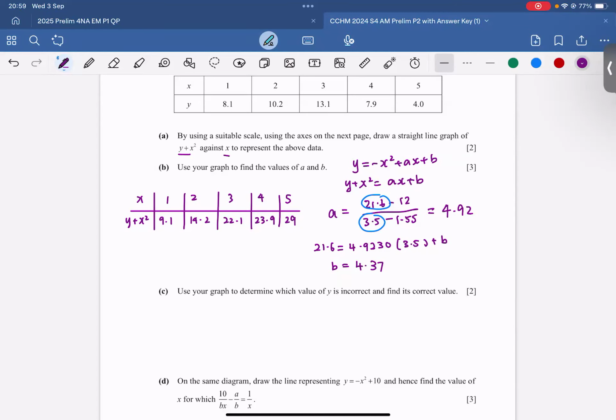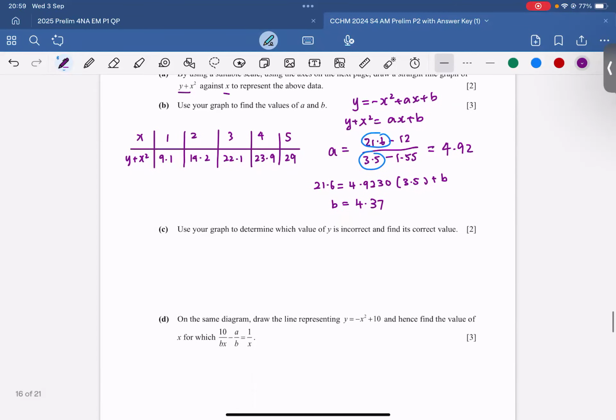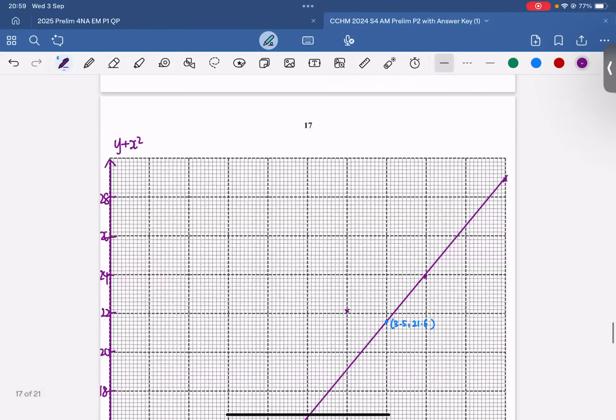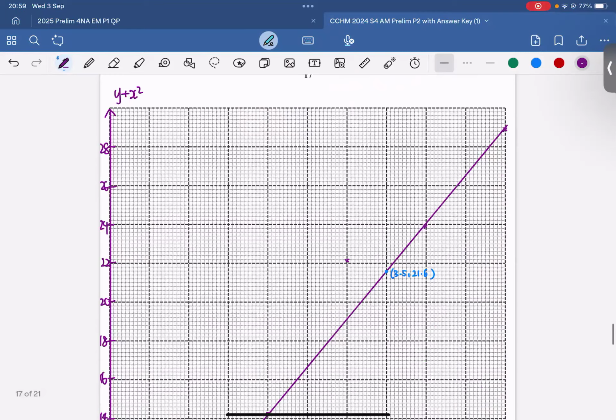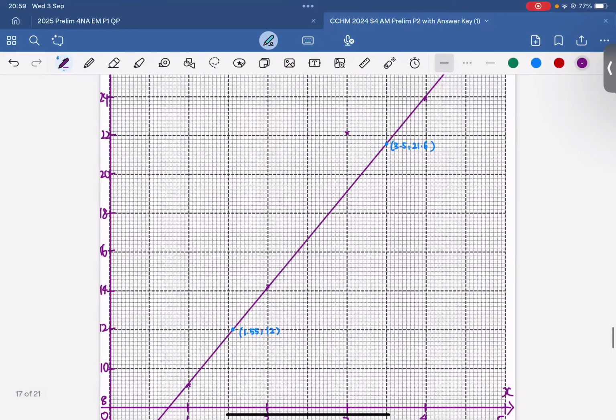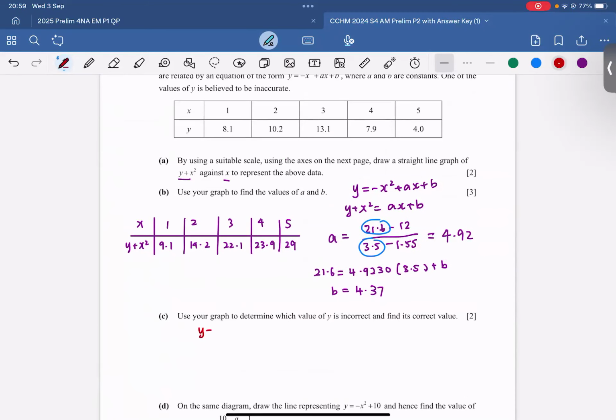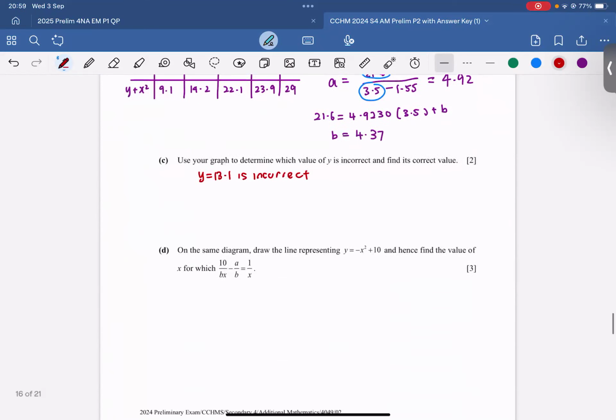Okay, next part. Determine which value of y is incorrect. So this value of y is incorrect. This value of y is incorrect. This is the first, second, third point. So the third point that is missing, that means y is 13.1 is incorrect. Determine the correct value of y.